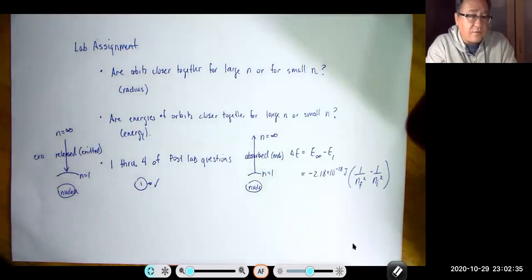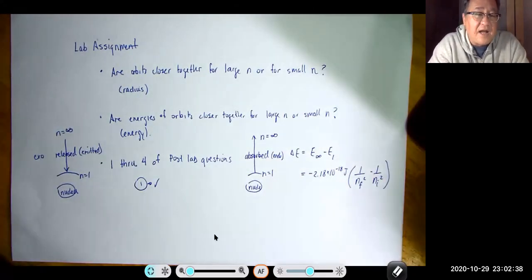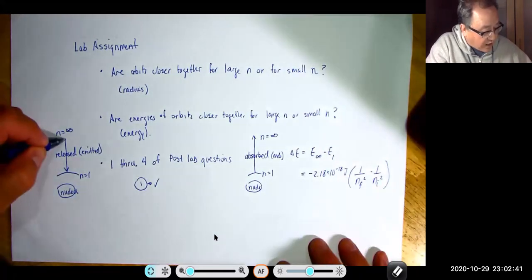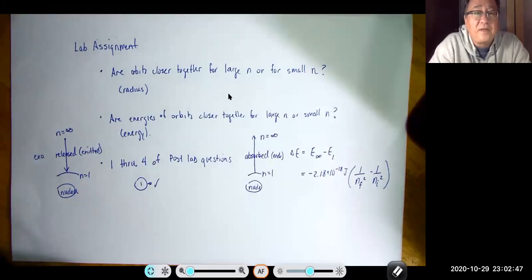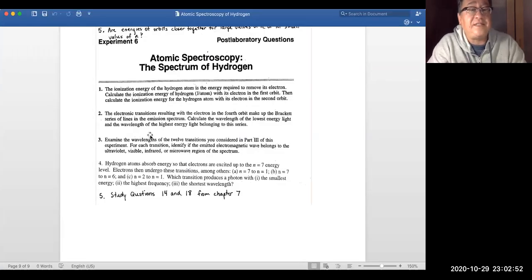So for this question where they talk about the Brackett series of lines being emission, you have to start high and go low. So let's go back to that question. For number 2, when they say you end up in the fourth orbit, you have to start somewhere higher. So what's higher than 4? 5, 6, 7. Okay, examine the wavelengths of the 12 transitions. So we only did 6. You have to identify it and say whether it's ultraviolet, visible, or infrared. Those are the ones that I gave you.